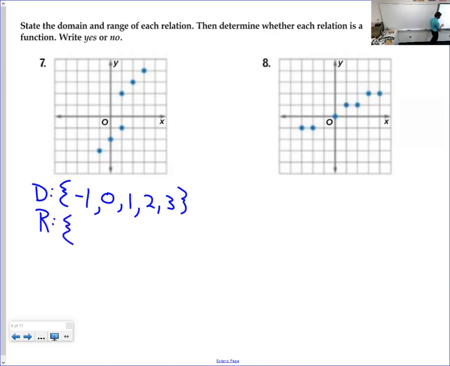Range, our smallest range number, right, is -3, -2, -1. Sorry, I almost flipped over to domain there and thought I was doing stuff wrong. Then we go up to 2, 3, and 4, right? What do you guys think? Is this a function? No, it's not a function.